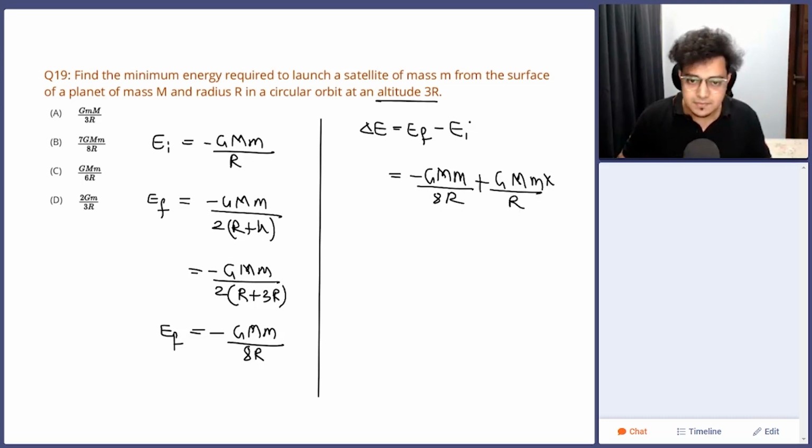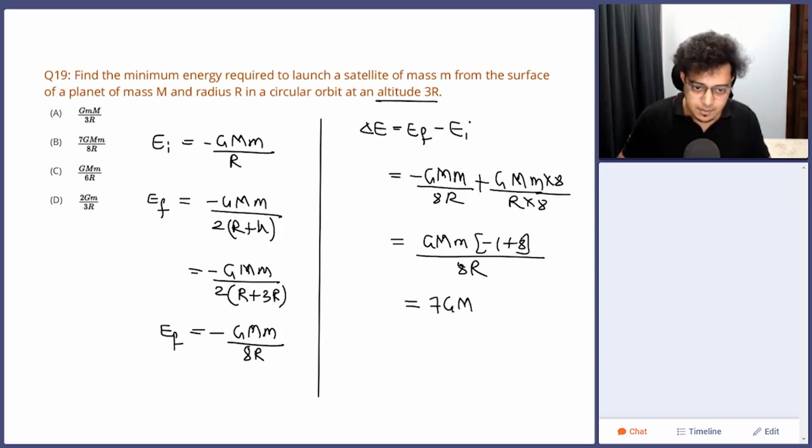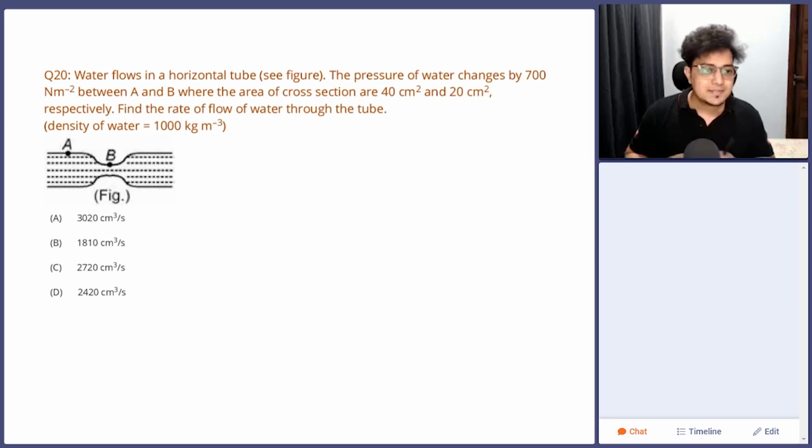So to simplify this, we will multiply by 8 and divide by 8. So the common denominator will be 8r, and in the numerator I can take G capital M small m common. It will be minus 1 plus 8 whole divided by 8 times r. So this gives you 7 G capital M small m upon 8r. So the correct answer will be option B. Fine. Let's go to the next question.